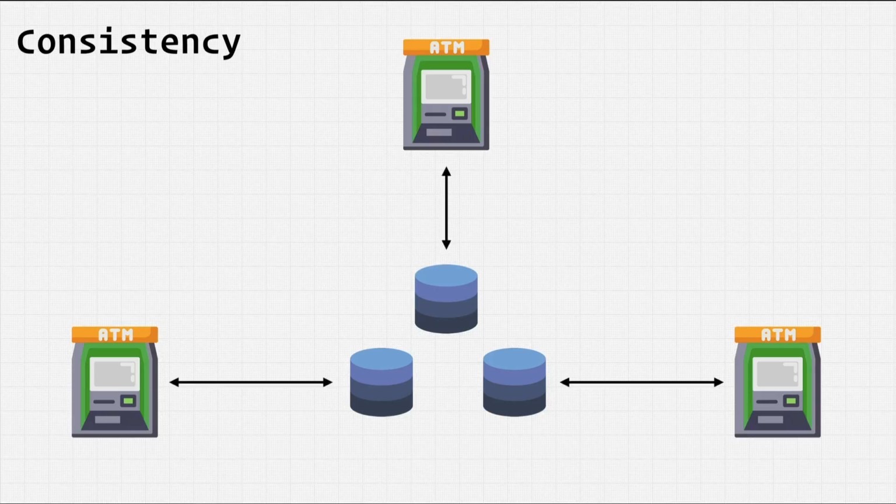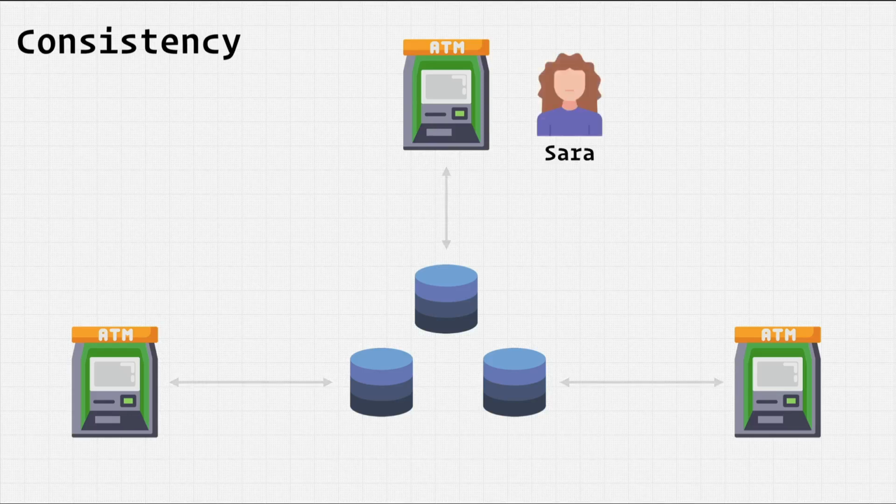Let's imagine that each of these three ATMs connects to a different duplicate of the database or a different node containing the database data. In this case, let's imagine that we have Sarah and she goes to one of our ATMs.